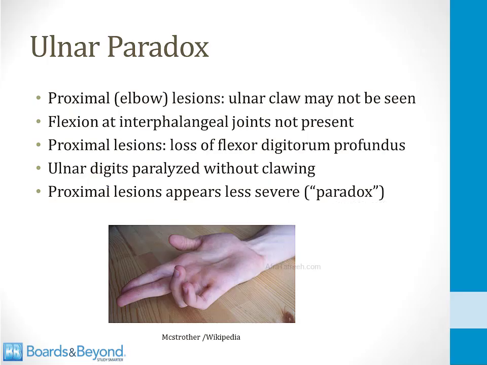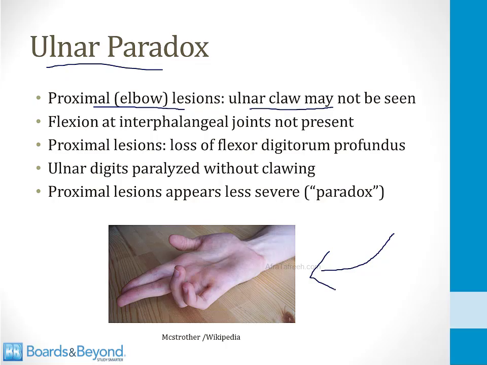You would think that a more proximal lesion of the ulnar nerve, like one at the elbow, would cause clinical findings that are worse than a more distal lesion like one at the wrist, but that is not the case for the ulnar nerve, and this is called the ulnar paradox. So in a proximal or elbow lesion of the ulnar nerve, the ulnar claw may not be seen. In other words, if you ask the patient to extend their hand and rest it on the table, you may not see the ulnar claw like shown in this picture. The hand may just lie flat on the table.